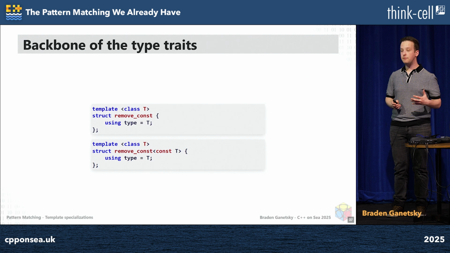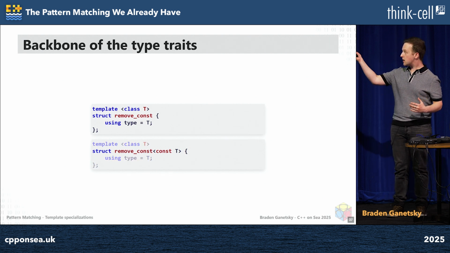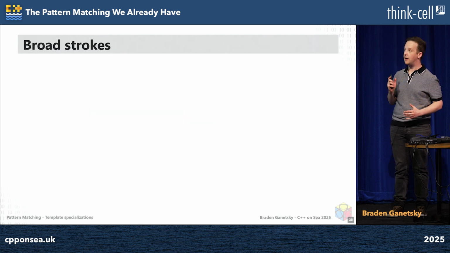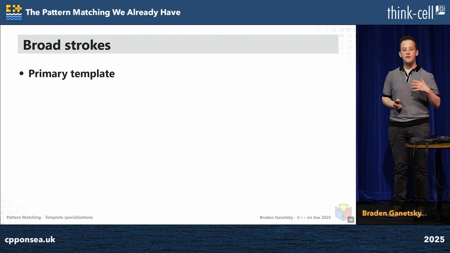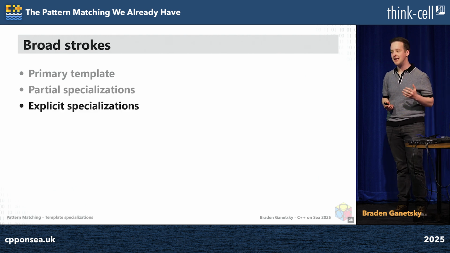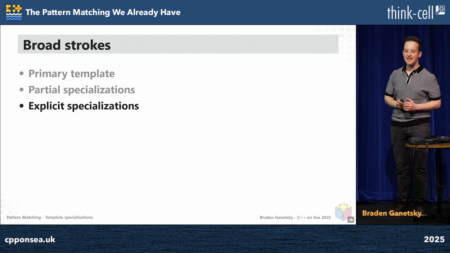So I would argue that template specializations are the backbone of the type traits. And here, again, we have this matching criteria of const T. Okay, so in broad strokes, we have the primary template, we have partial specializations, and we have explicit specializations. Tongue twister, say that 5 times fast.